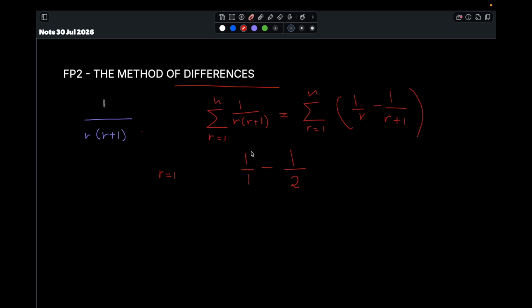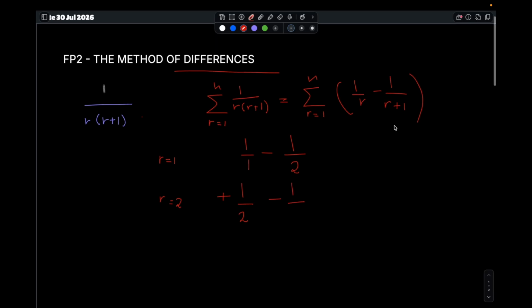It is always better to write this on a decline, in the sense where you are going down instead of writing all of them horizontally. Writing this vertically allows you to see which terms exactly cancel each other out, which is basically the method behind the method of differences. I'll put the plus sign here, which indicates that we're summing all of this together, and then we find what happens when r equals 2. You get 1 over 2 minus 1 over 2 plus 1, which is 3.